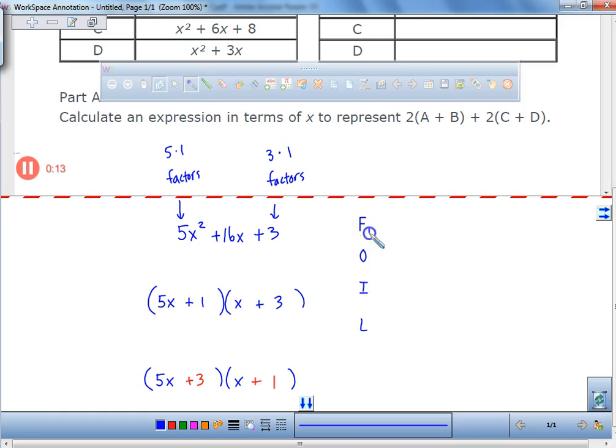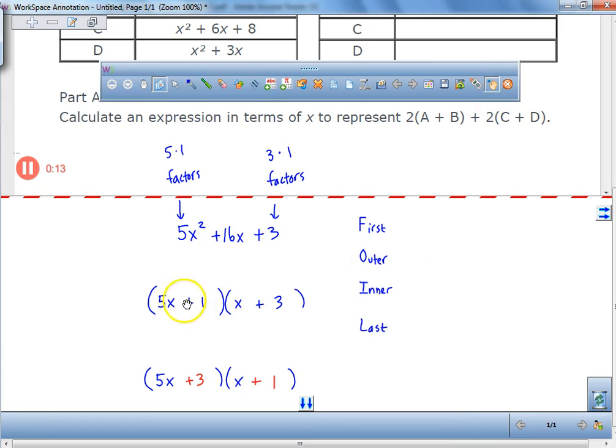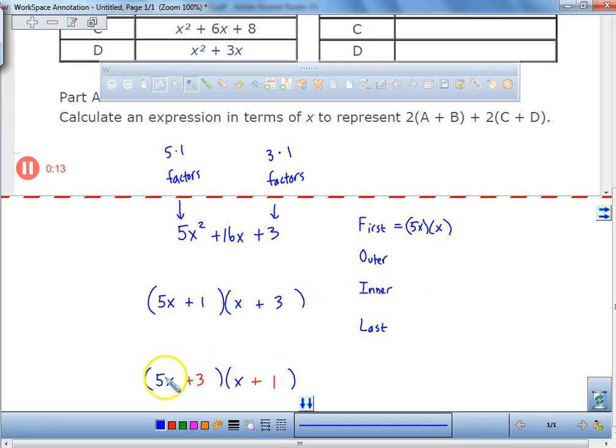The FOIL method represents the first products, the outer products, or you can call them the outside products. I'll just call it outer because it's a shorter word. The inside products, but I'm just going to call it the inner products, and then the last products. All right? Now, no matter what, the first products for us are going to be 5x and x. That's the first products.